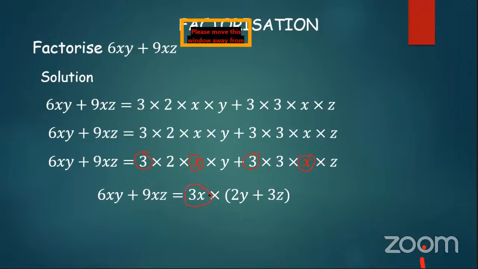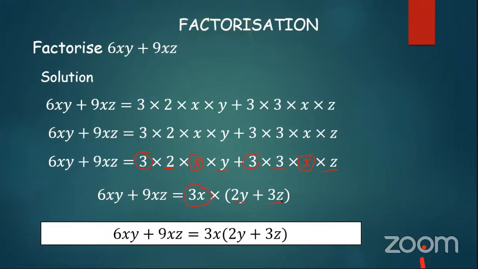Then we multiply with what remains here, which is 2 times y, which gives us 2y. And then what remains after the addition sign is 3 and z, which gives us 3z. Then we shall conclude and say 6xy plus 9xz is factorized as 3x into 2y plus 3z.